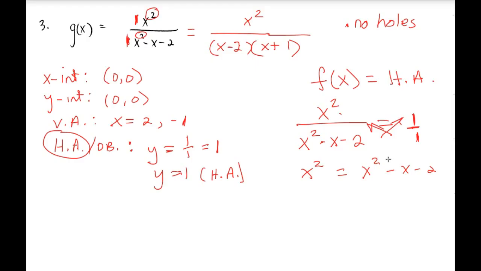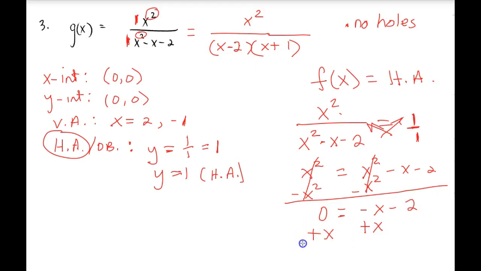From there, if I solve for x, I can subtract both sides by x squared, which will cancel those to 0, and you just have 0 is equal to negative x minus 2. If we add x to both sides, we end up getting x is equal to negative 2. So we see that we do have a place where the function crosses the horizontal asymptote, and that will be at the point negative 2, 1.